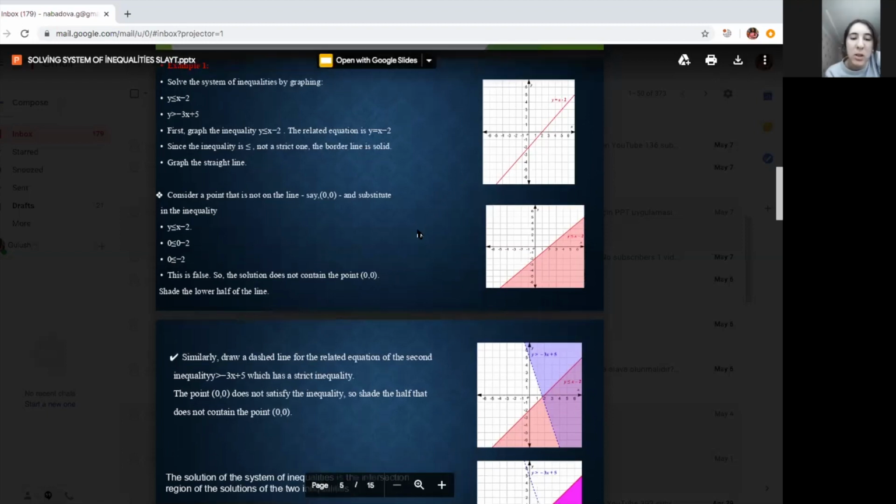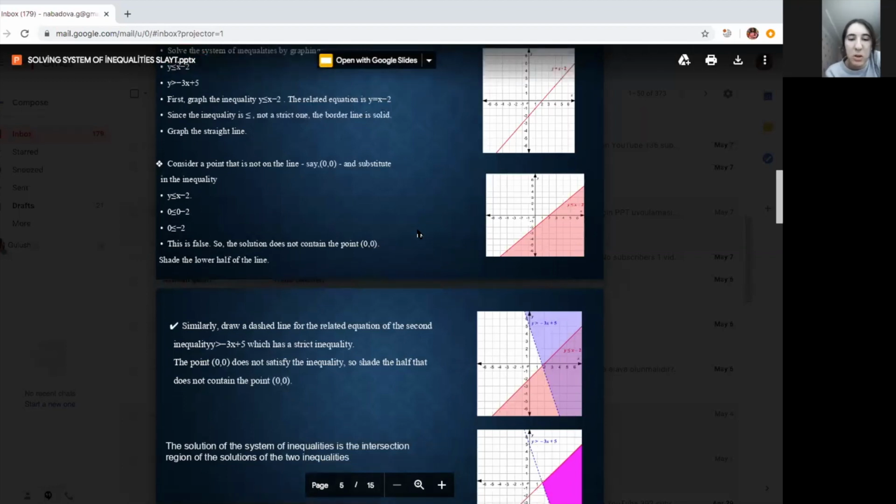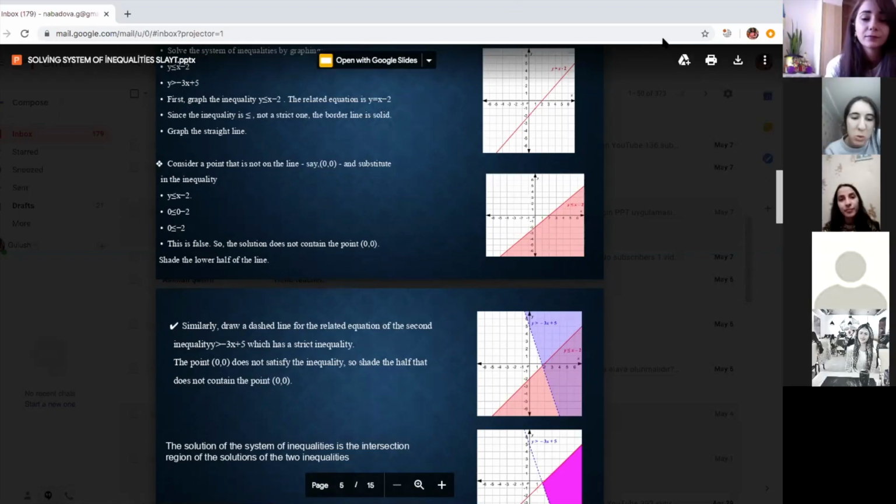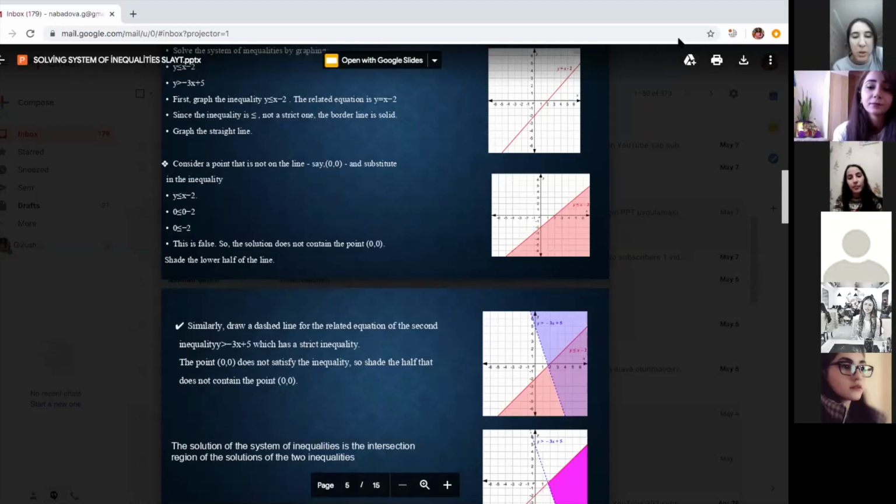Second, consider a point that is not on the line, say (0, 0), and substitute in the inequality. As you see, this is false, so the solution does not contain the point (0, 0). Shade the lower half of the line. Next page. Then similarly draw a dashed line for the related equation of the second inequality, which has a strict inequality. Also the point (0, 0) does not satisfy the inequality, so shade the half that does not contain the point (0, 0). That's why the solution of the system of inequalities is the intersection region of the solutions of the two inequalities.